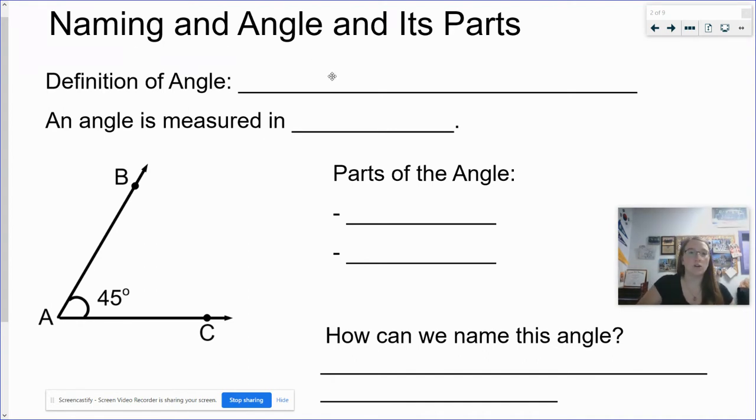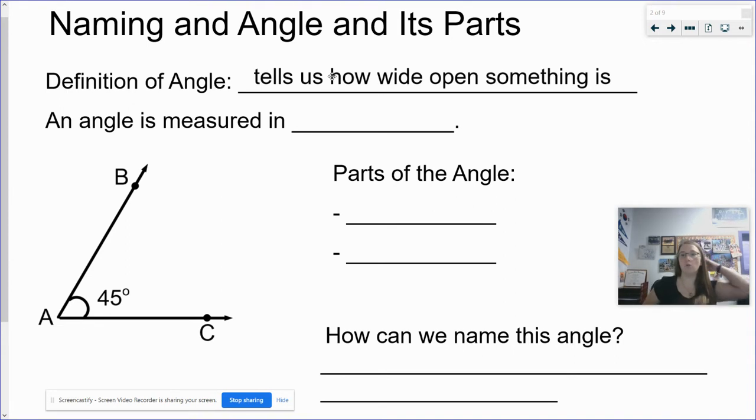So starting with an angle, definition of an angle, it tells us how wide open something is. Now, when you're talking about a line, lines tell us, or if we're measuring a line segment, how long something is. When I have an angle, it's telling me, like this piece right here, right where my hands meet, how wide open something is. So this is not open very wide, this is open a lot wider, right? So whenever we have a measurement for an angle, it's going to be given in degrees, and that tells us how wide open something is.